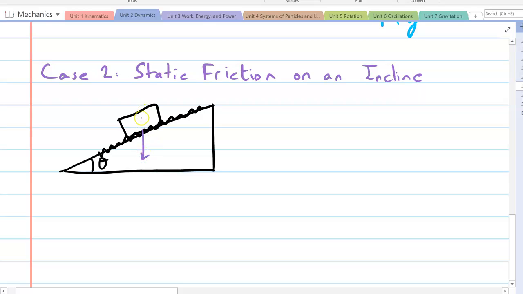We have the weight, we have the normal force, we have a static friction force. So let me just label all these now. We don't have a force pointing this way because we see that it's not in motion, and the parallel component of gravity will be the one that's counteracting this static friction. So let's look at the diagram.